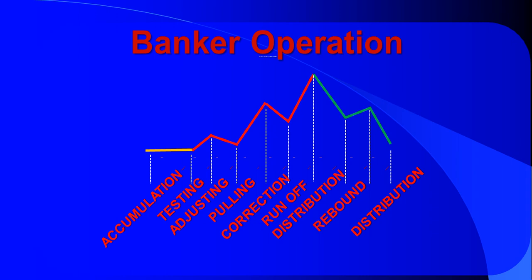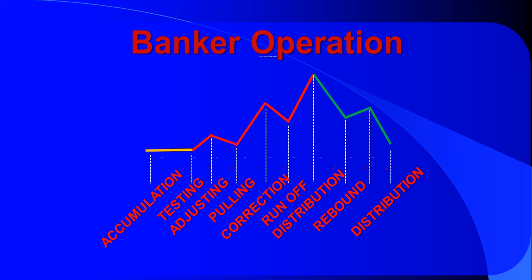So if you want to know the banker operation, what does that mean? We see here, if the price goes down, then sideways, this is the accumulation area. Then the price goes up. This is the testing. Then it goes down. If you see the low point is still higher than this one, not below this one, you should know this is the testing. This is the adjusting. The market still has chance.